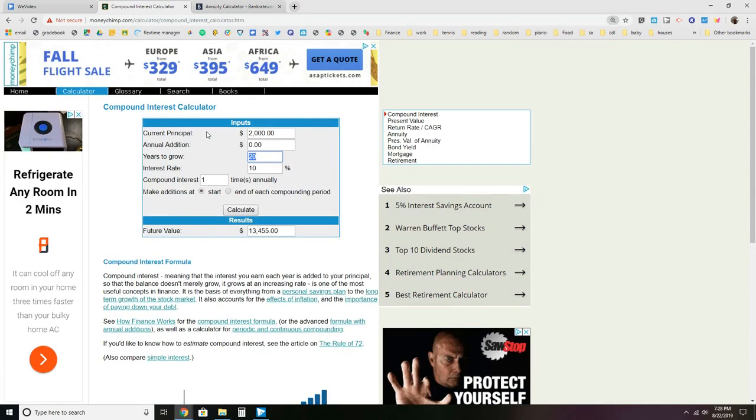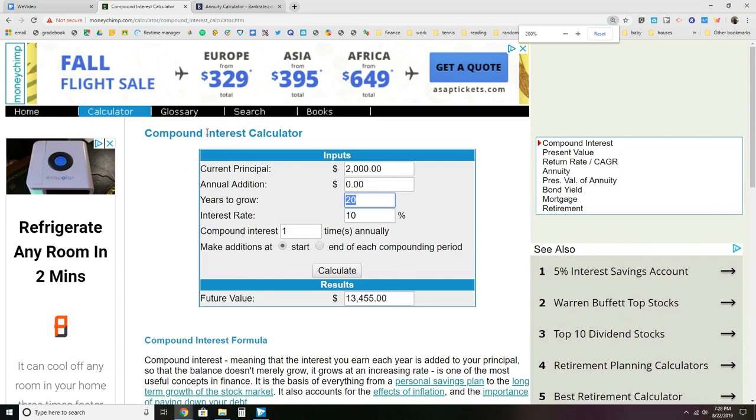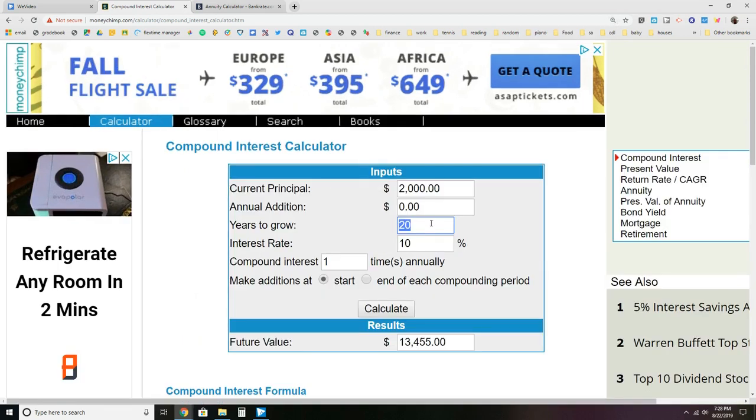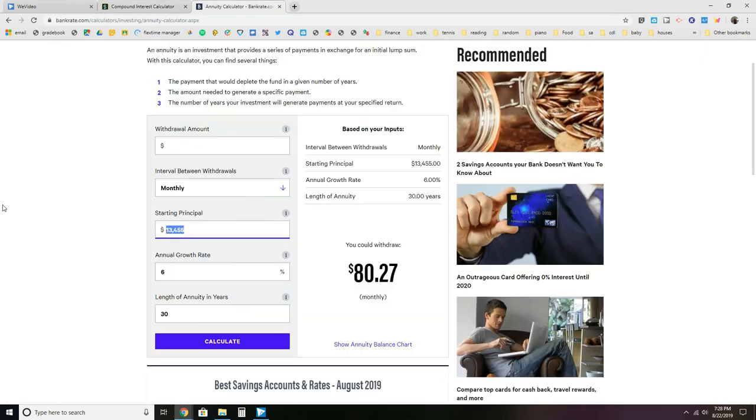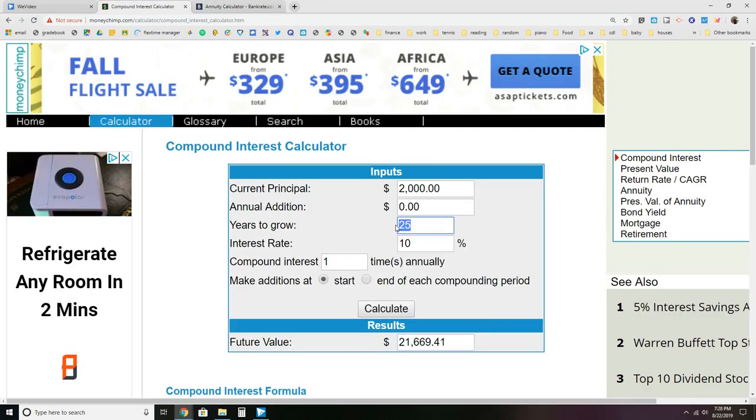Make it bigger. So instead of 20 years, let's say you were 35 years old and you go all the way to 60, that'll be 25 years. So then you're at $21,669. Instead of $80 a month, you get $129 a month. It went up $40 just for simply waiting 5 more years and letting it grow for 5 additional years.